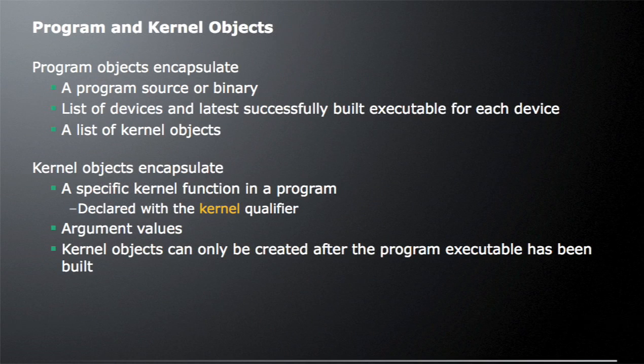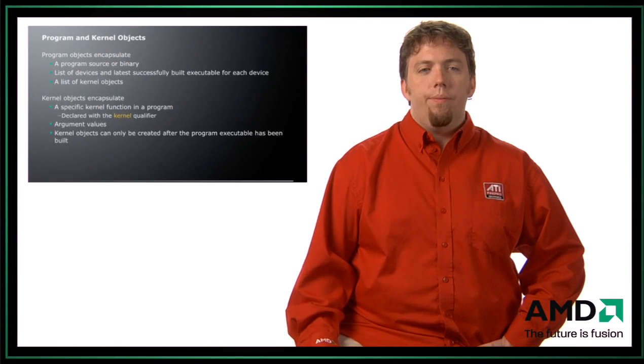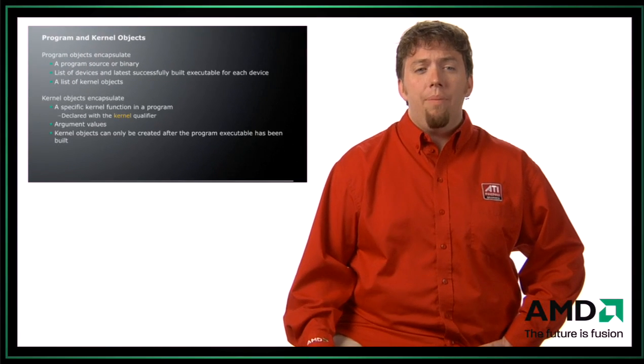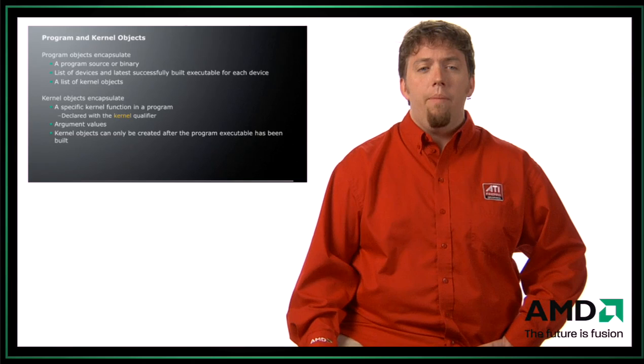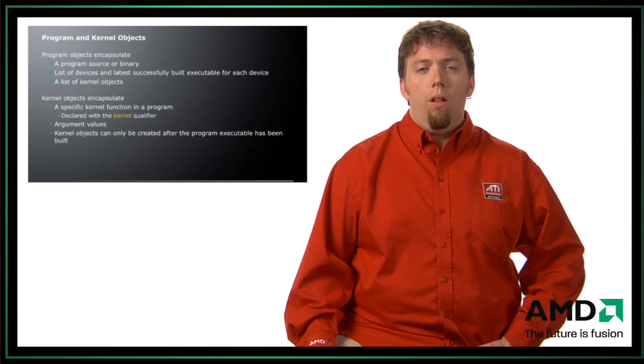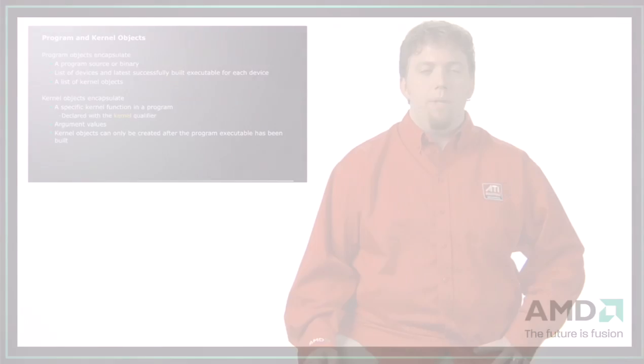Recall from previous videos, we've talked about program and kernel objects. Program objects encapsulate the program source or precompiled binary from disk, a list of devices, the latest successfully built executable for each device, and a list of kernel objects. Kernel objects encapsulate a specific kernel function in a program, declared with the kernel qualifier, and also contain the argument values for this kernel. Kernel objects can only be created after the program has been built, so you can't just create a kernel object without first creating a program object.